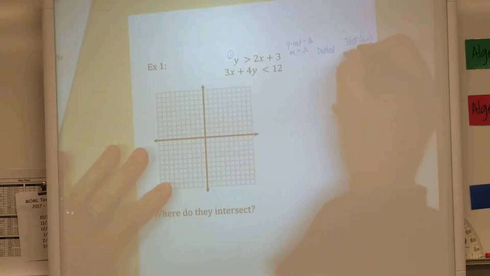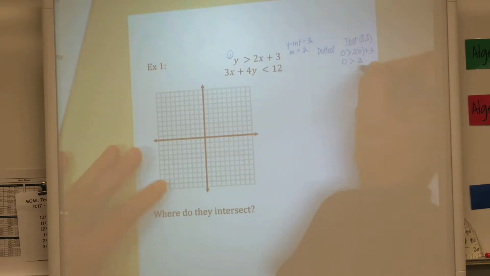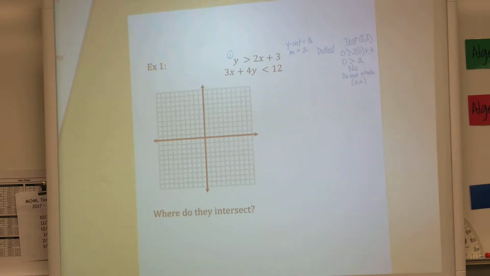So for this first one, if I test 0, 0, I've got 0 is greater than 2 times 0 plus 3. I'm plugging in 0 for x and 0 for y. So is 0 greater than 3? You ask yourself, is that a true statement? It's not a true statement, so I do not shade that point, and I shade on the opposite side of the line. I write all of that out before I even graph, so that I have an expectation of what I'm graphing.